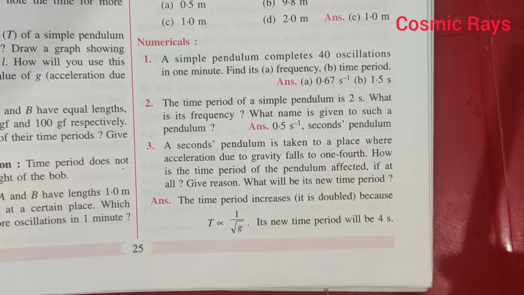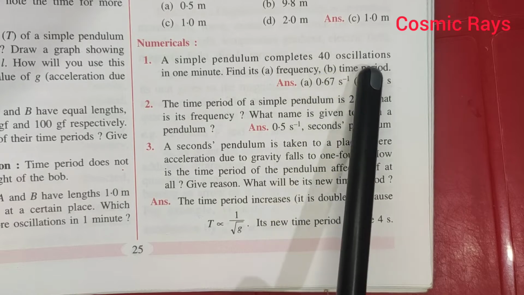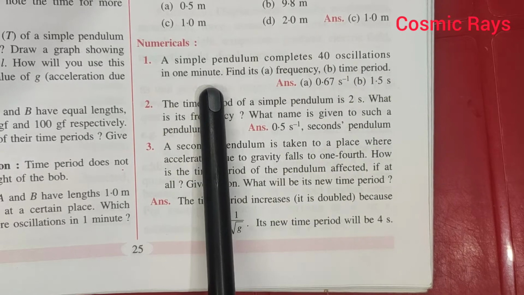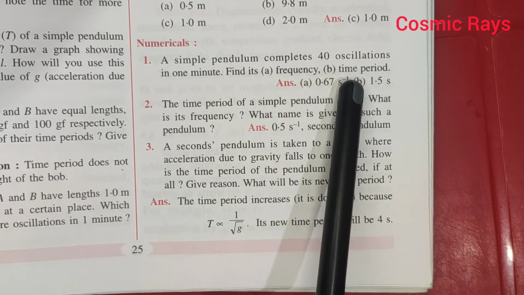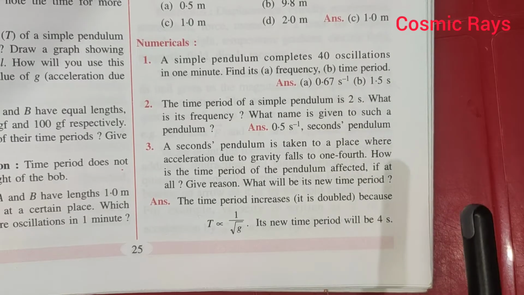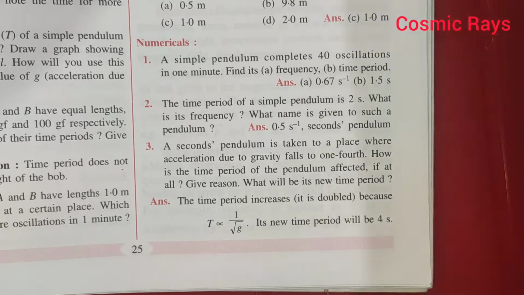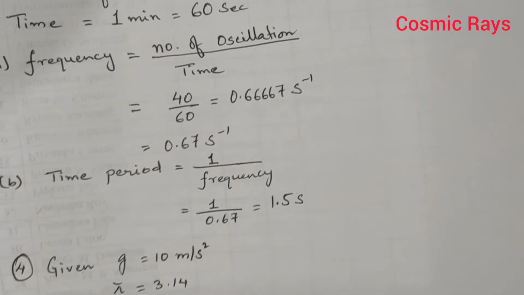The very first numerical says here, a simple pendulum completes 40 oscillations in 1 minute. Find its frequency and time period. Here we have been provided with the number of oscillations and the time, that is 1 minute. So we convert it into seconds, that will be 60 seconds, and then we have to find the frequency and time period.